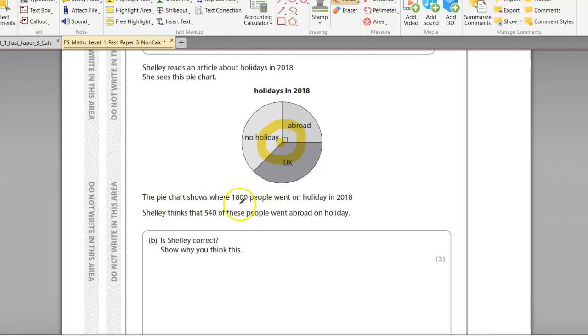Now, the pie chart shows where 1,800 people went on holiday in 2018. So when we look at this first sentence, this is telling us that this entire chart is for 1,800 people. So out of those 1,800 people, so many went abroad, so many went on no holiday, and so many went on a holiday in the UK.